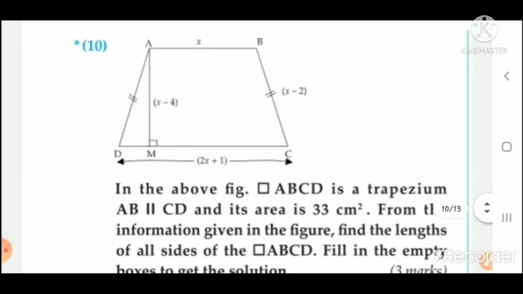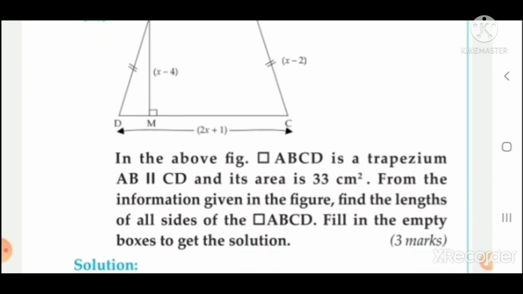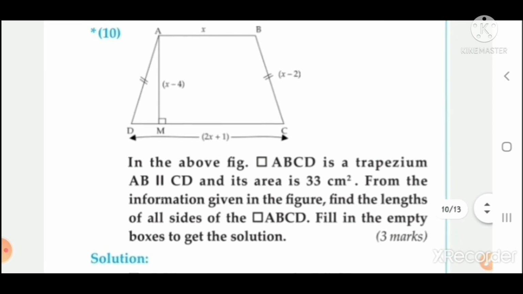Question number 10 now, last sum of this exercise. Now here in this they have given one figure. Okay, you can see here one figure is there like a trapezium, and in that trapezium you can see one triangle, that is ADM. Now what they have told in the figure: quadrilateral ABCD is a trapezium. AB is parallel to CD. You can see this AB is parallel to CD. Correct? Clearly you can see, and its area is 33 centimeters square. From the information given in the figure, find the length of all the sides of quadrilateral ABCD.